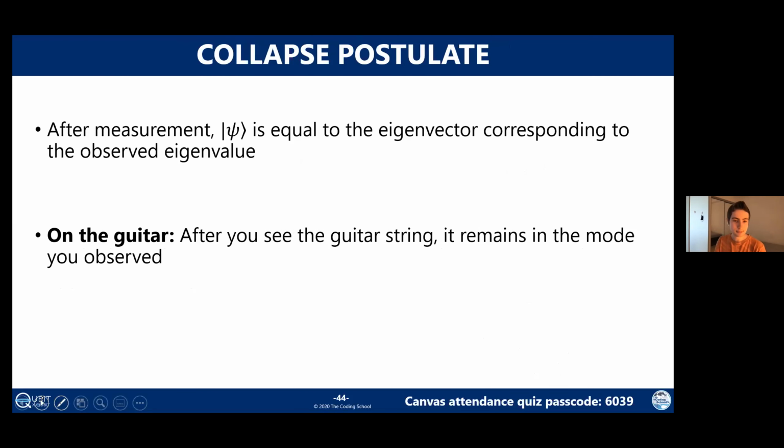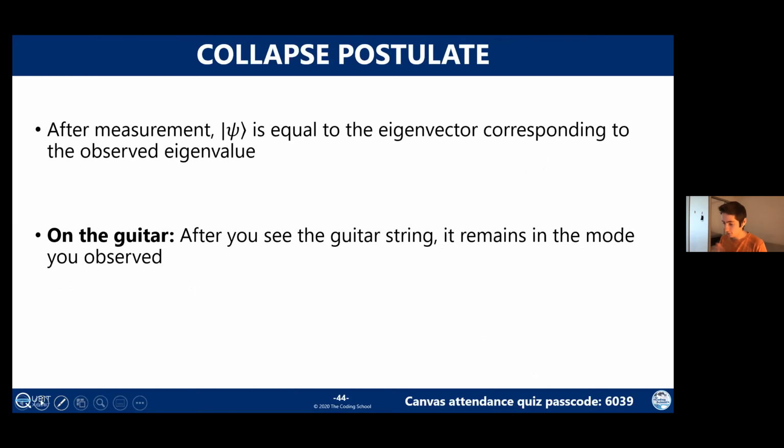Okay, last one, the collapse postulate. I'll just read the postulate first. After the measurement, psi is equal to the eigenvector corresponding to the observed eigenvalue. So I take out my quantum measuring tape, I measure a thing, and I get that the value is +1. It changes the thing I measured. How does it change it? It changes it to the eigenvector corresponding with what I observed as the measurement.